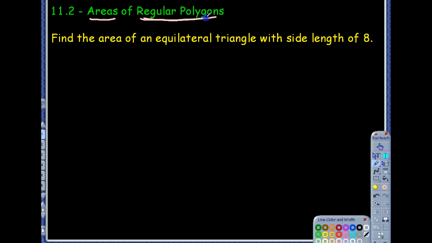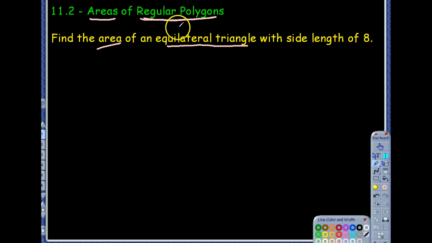So let's just do a quick recap. What is a regular polygon? Regular polygon means that I have all congruent angles and all congruent sides. Okay. So if you read the first example, it says find the area of an equilateral triangle with a side length of 8.